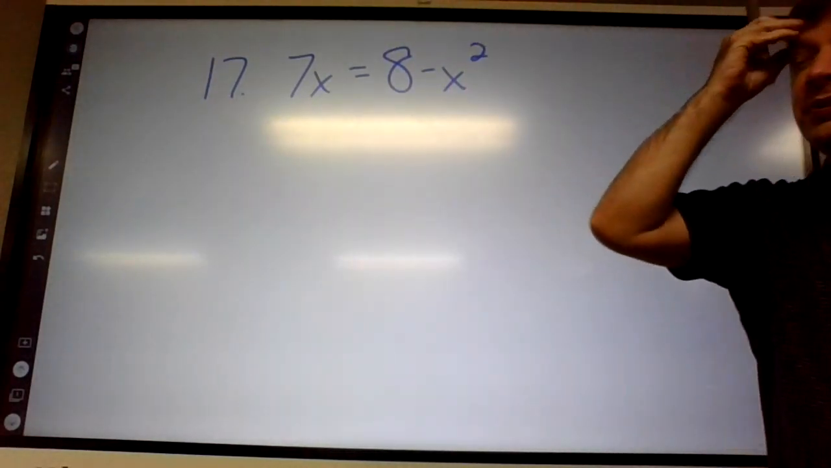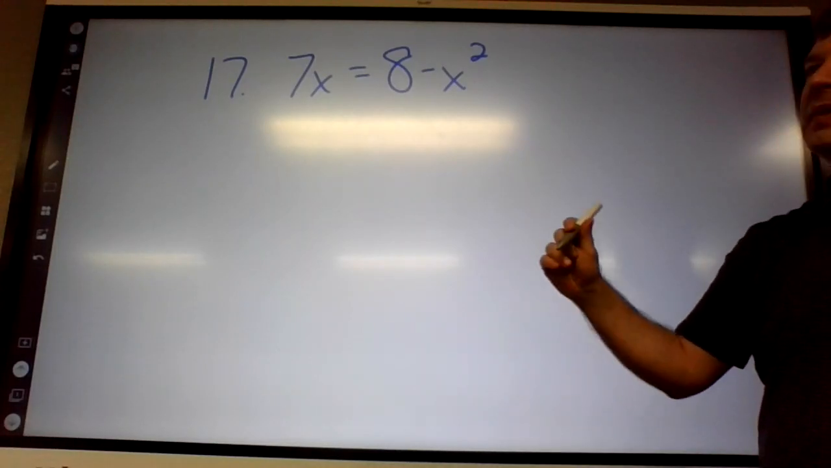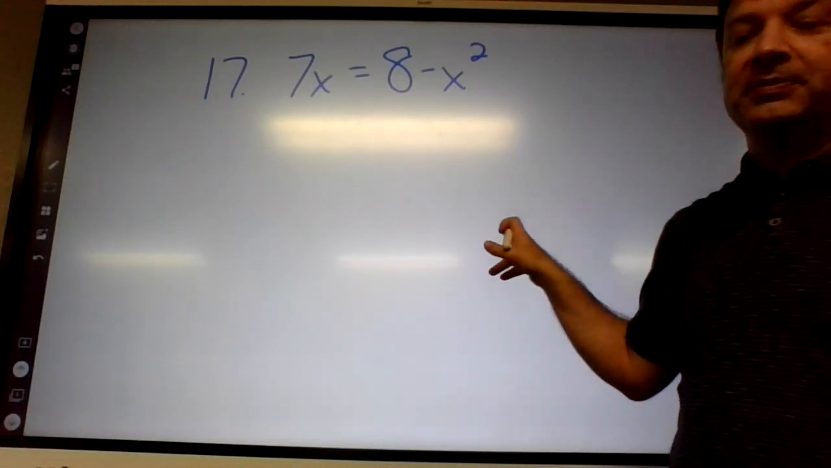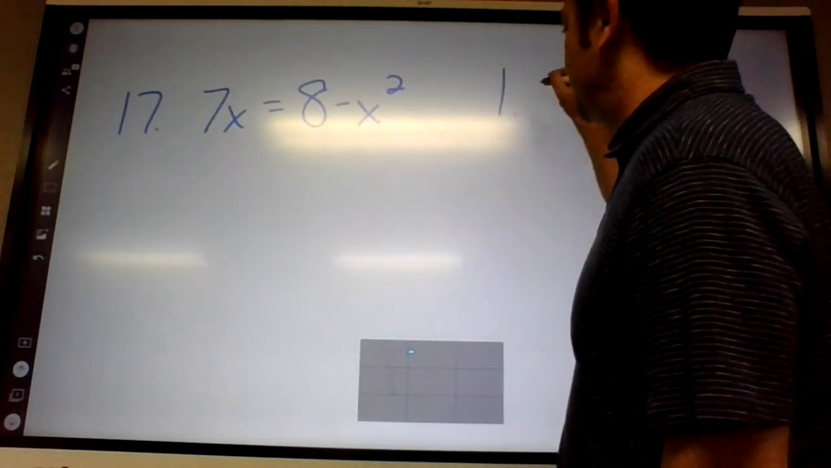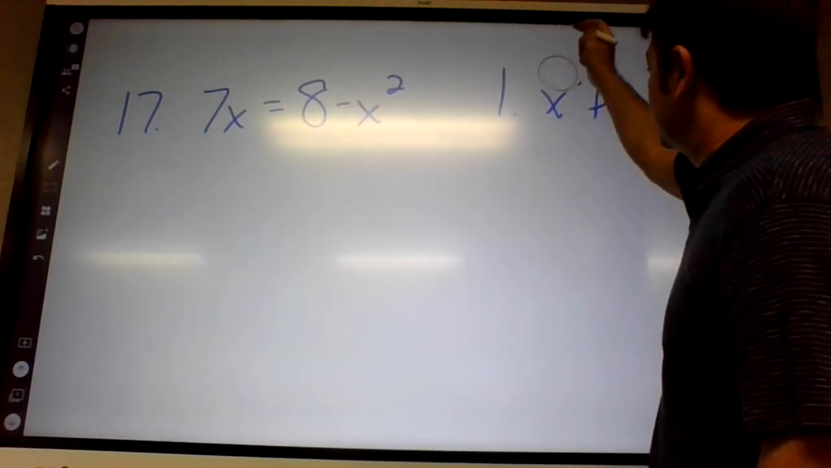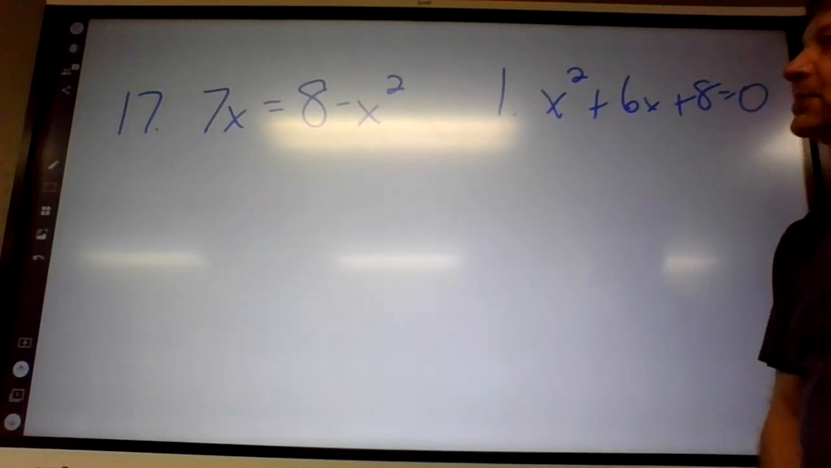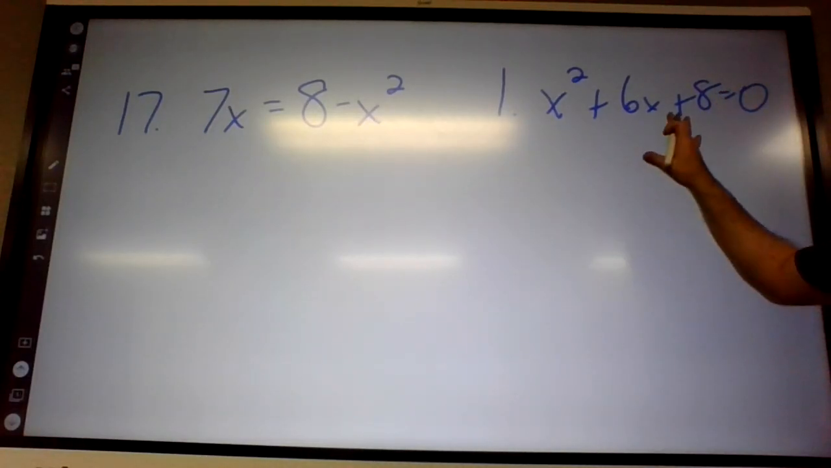What do we need to do to this? Algebra. Okay, you guys, let me write down number one and then we'll compare and contrast here. Number one said this. We should probably subtract 7x. You should probably subtract 7x.